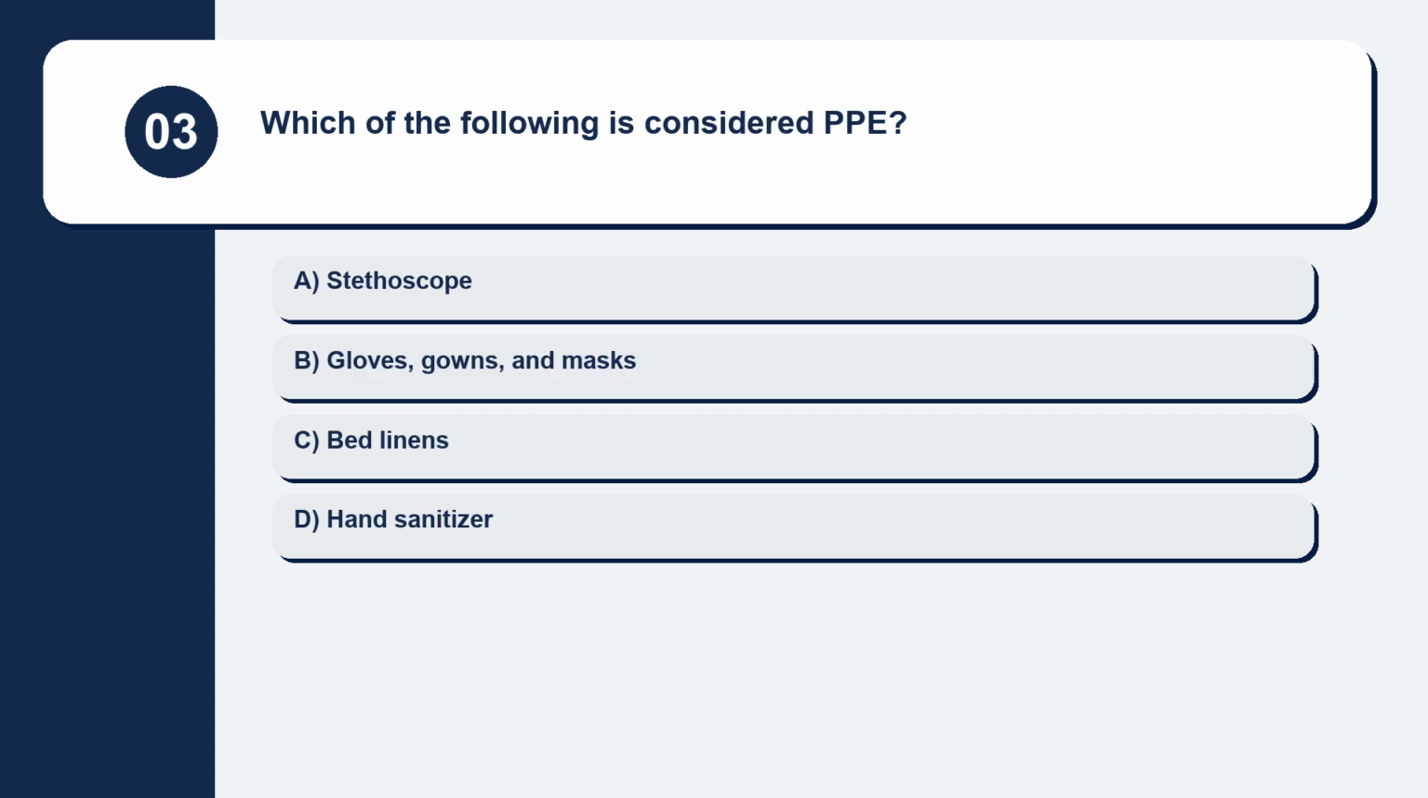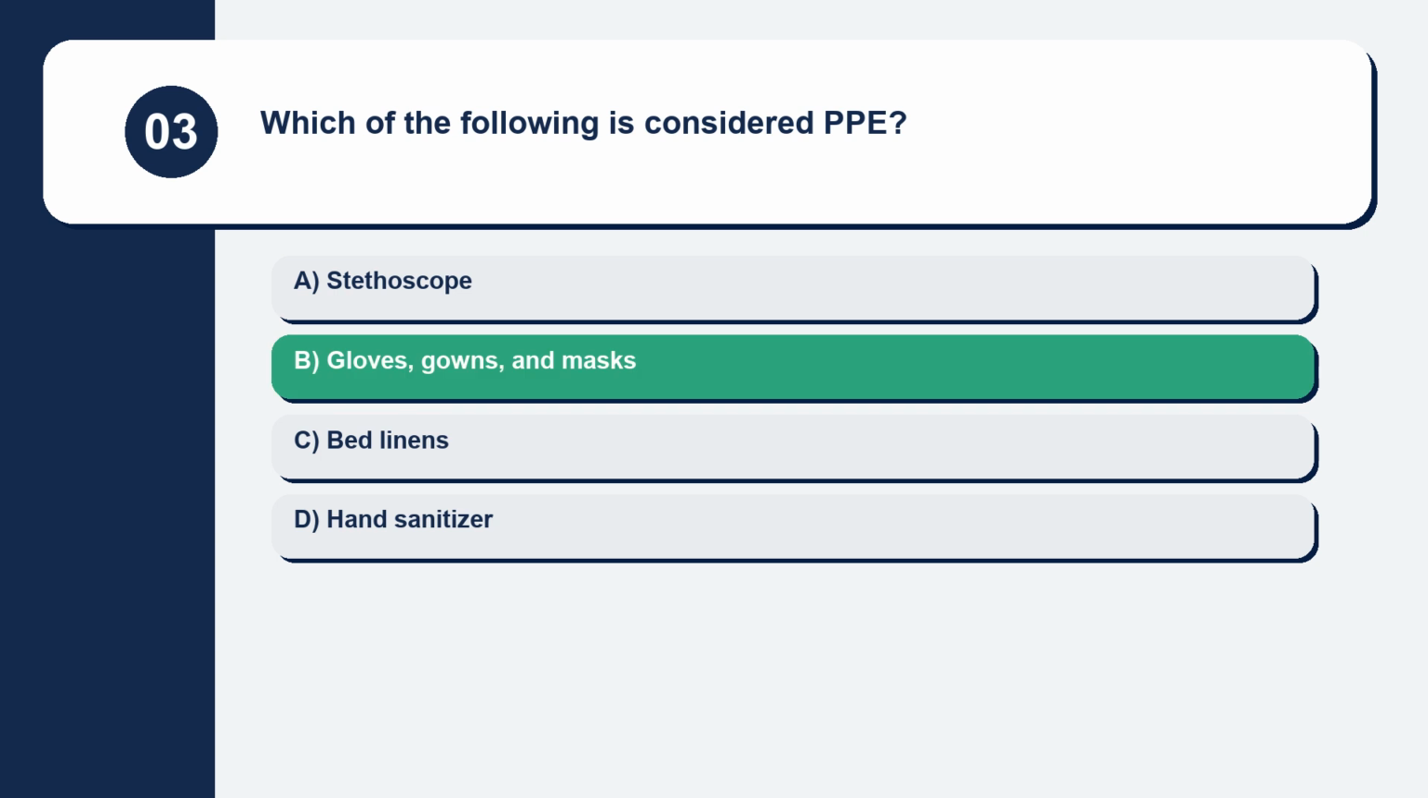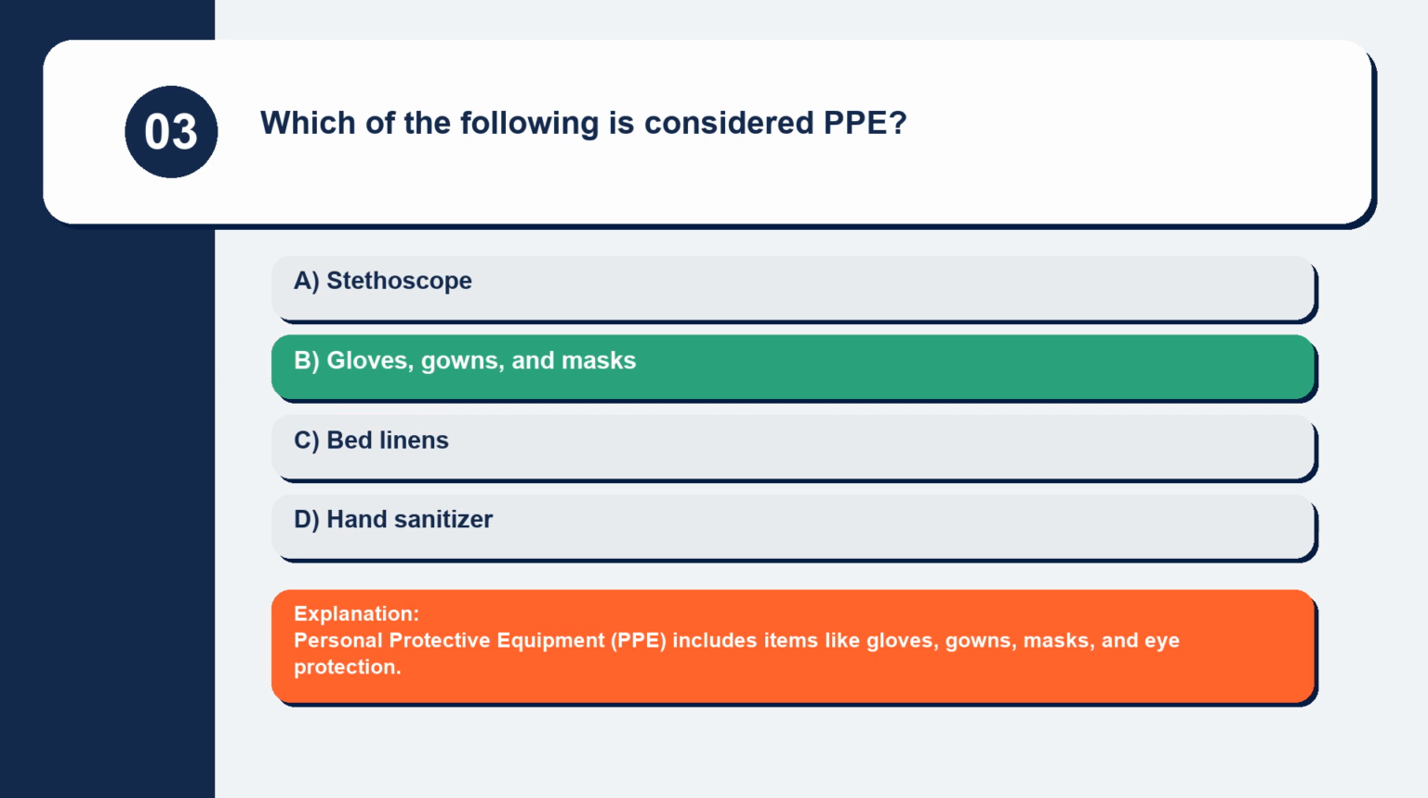Question 3. Which of the following is considered PPE? Stethoscope. Gloves, gowns, and masks. Bed linens. Hand sanitizer. Personal protective equipment, PPE, includes items like gloves, gowns, masks, and eye protection.